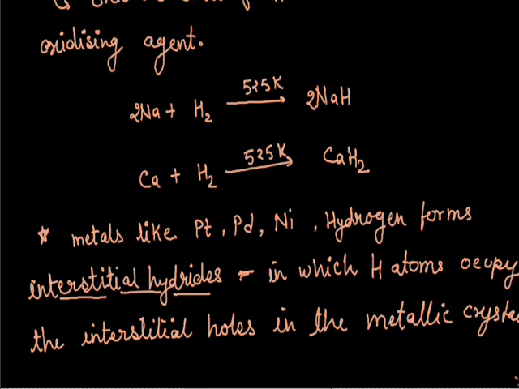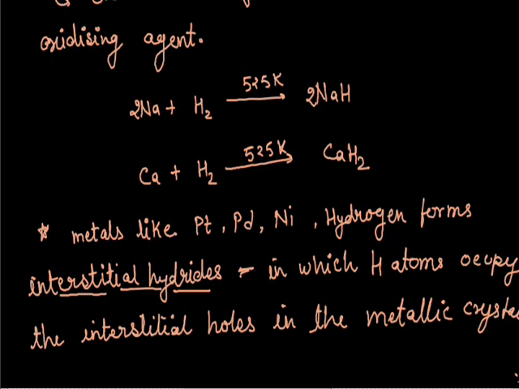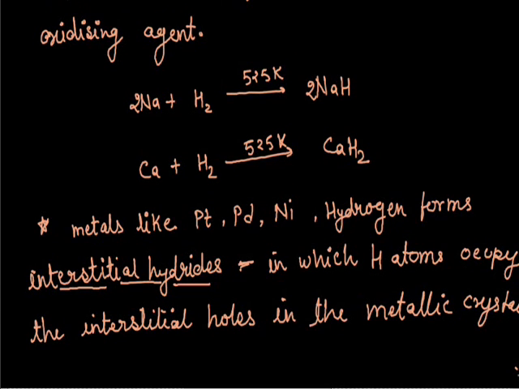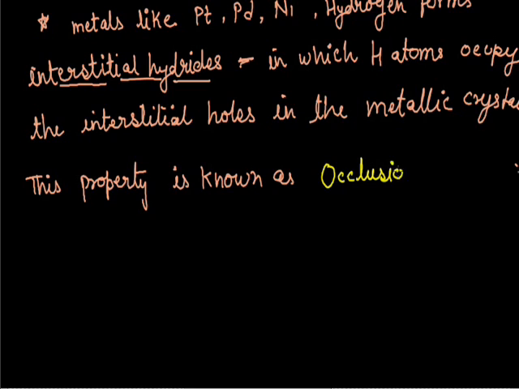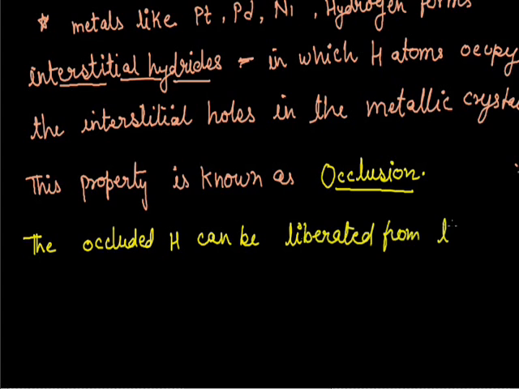And this property of hydrogen to occupy the interstitial holes in the metallic crystal is known as occlusion. And the occluded hydrogen can be liberated from the metal by strong heating.